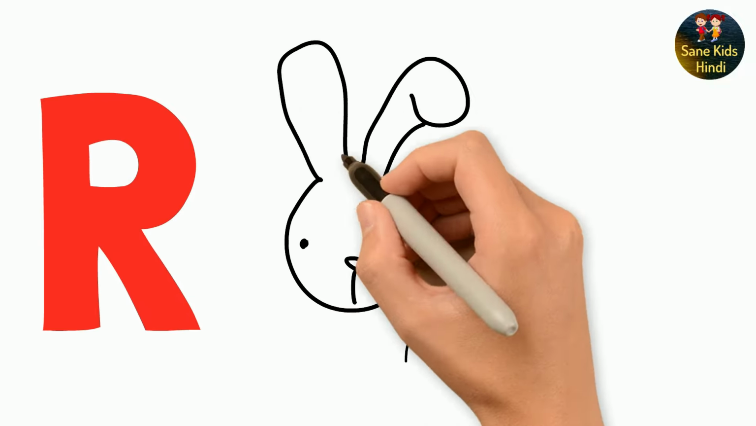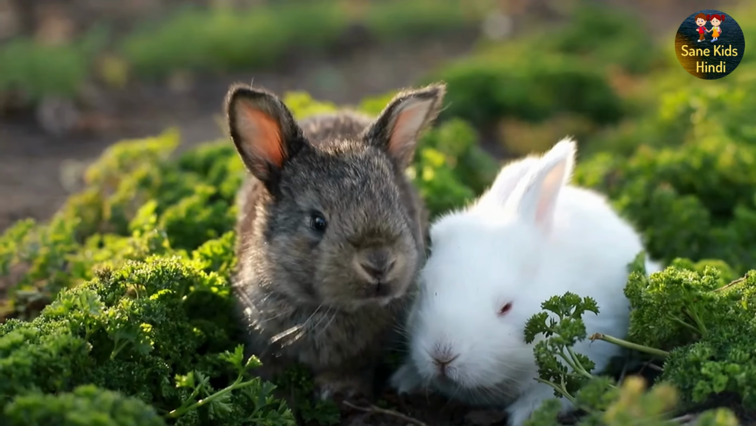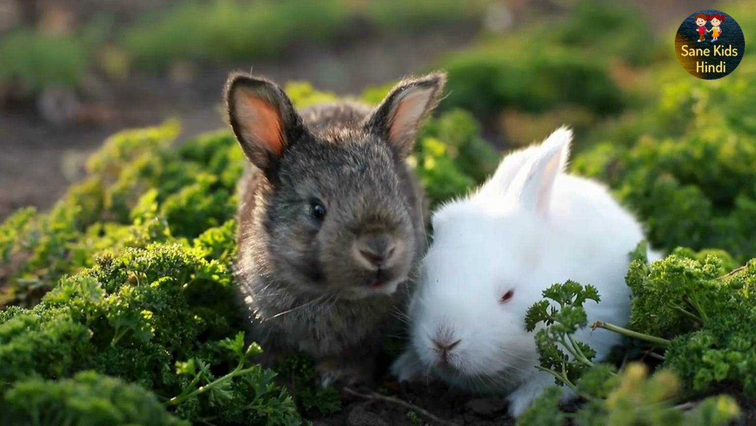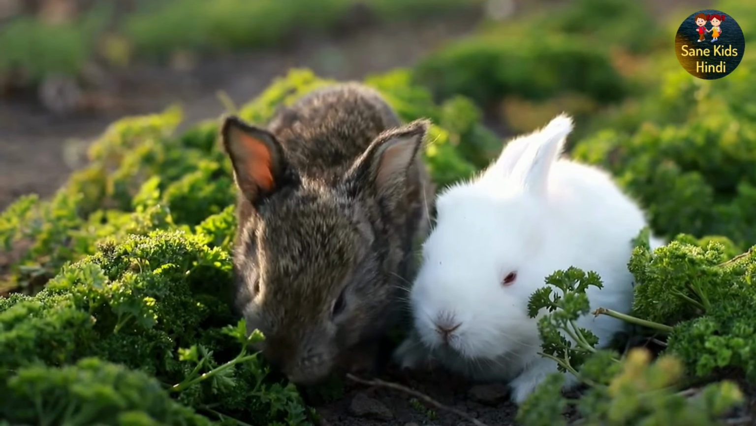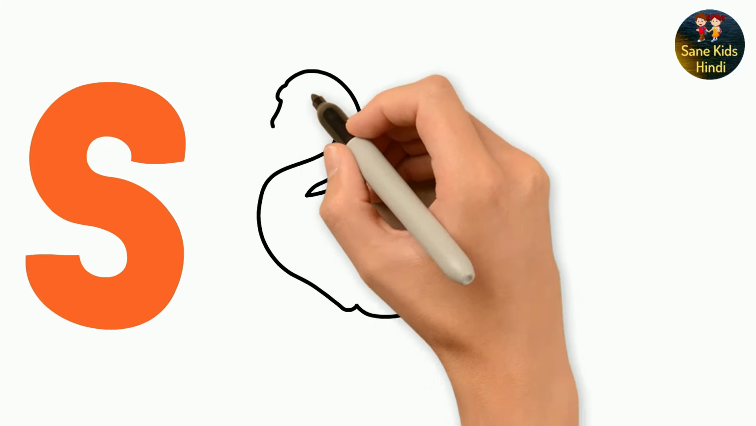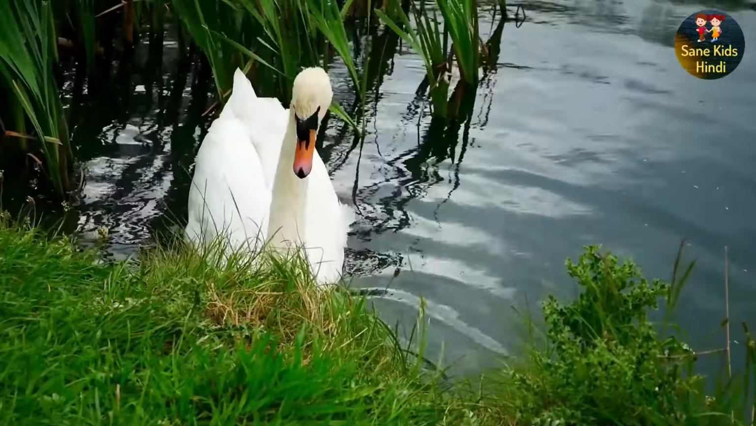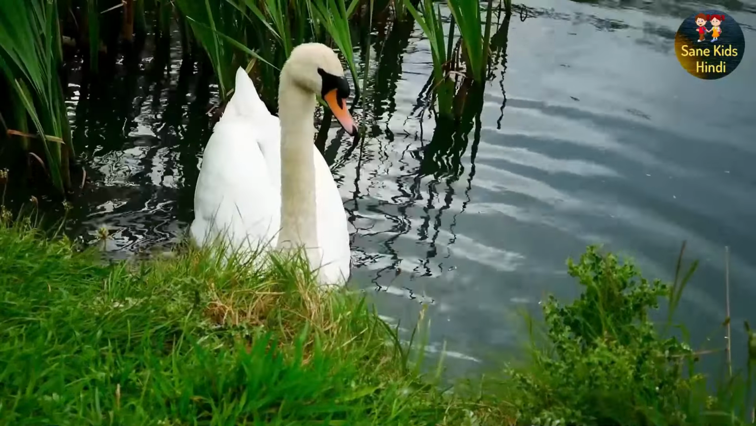R for rabbit. H, I, J, K, L, M, N, O, P. Say with me, rabbit. T, U, V, W, X, Y. S for swan. Now I know my ABCs. Next time won't you sing with me? Say with me, swan.